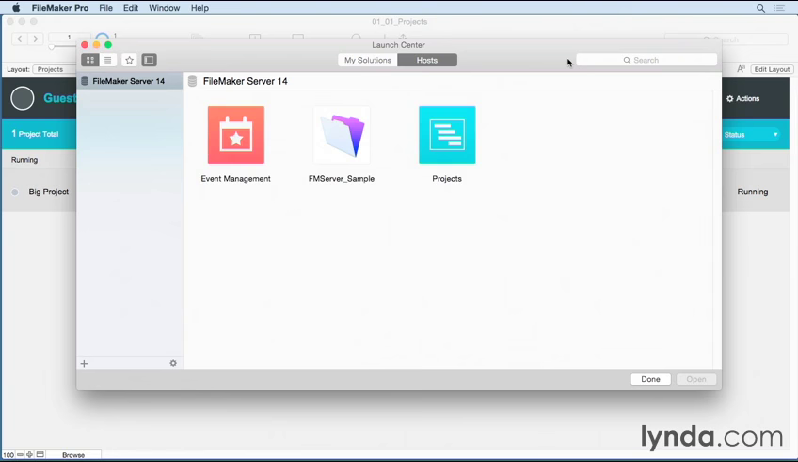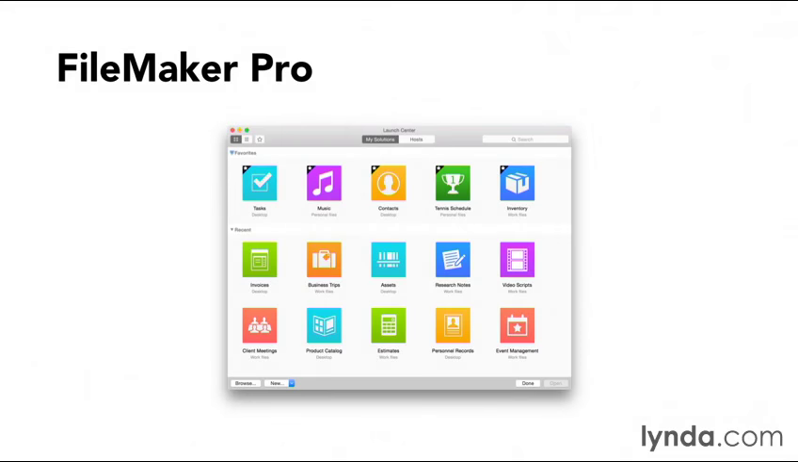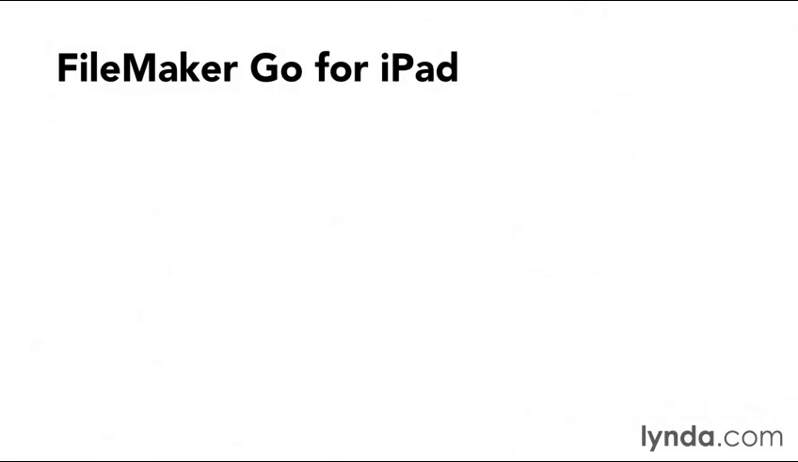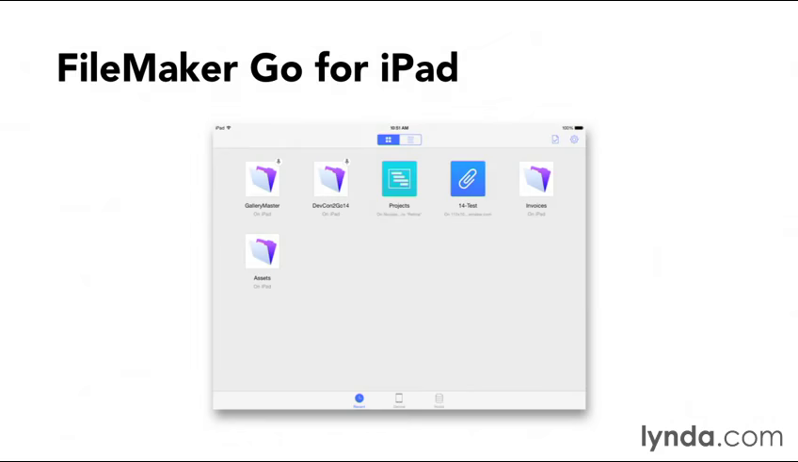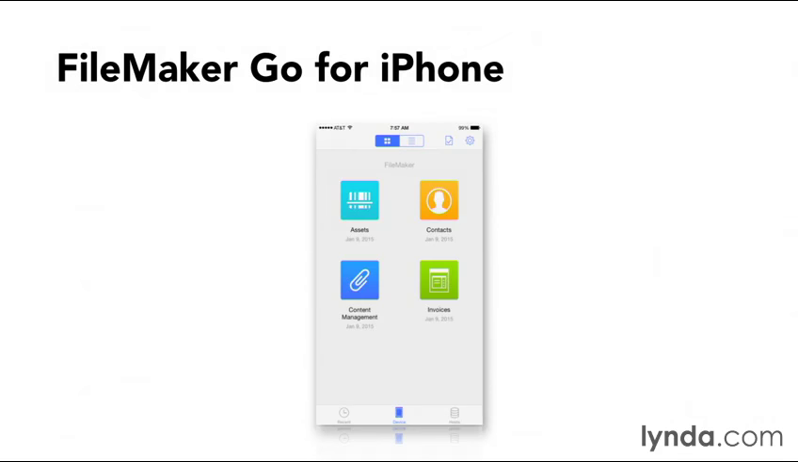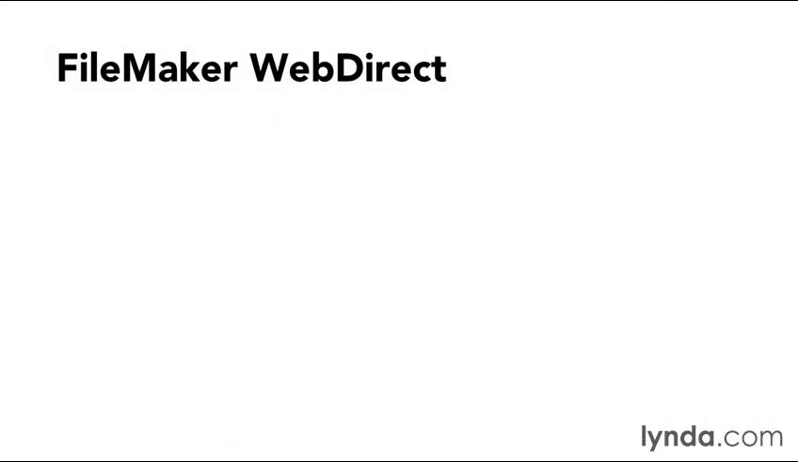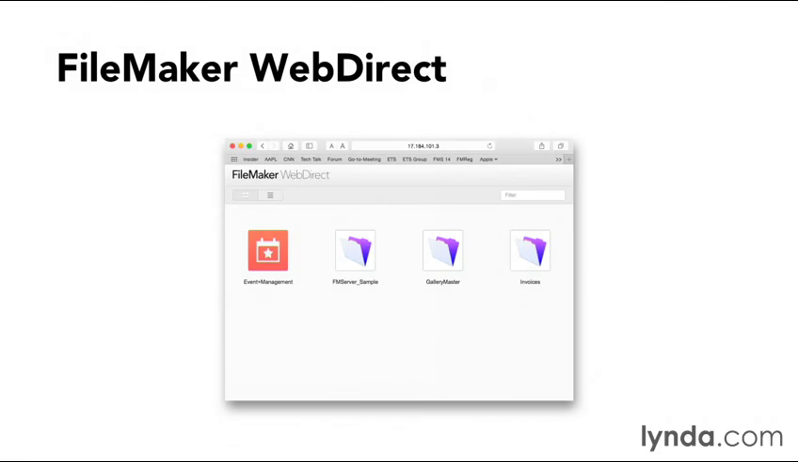FileMaker 14 allows you to choose from more than 30 attractive pre-built icons to represent your solutions in the Launch Center, or you can even add your own personal touch with custom icons that you can create for yourself. The Launch Center is included in the entire FileMaker platform, so you'll have a consistent experience on Windows and Mac with FileMaker Pro or FileMaker Pro Advanced, or even on FileMaker Go for iPad, or FileMaker Go for iPhone, or in the browser using FileMaker WebDirect.